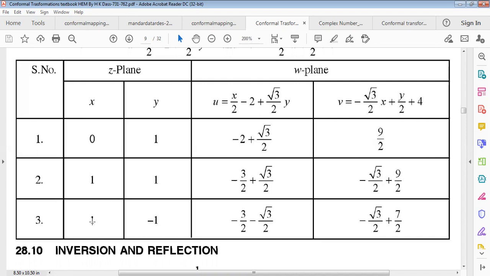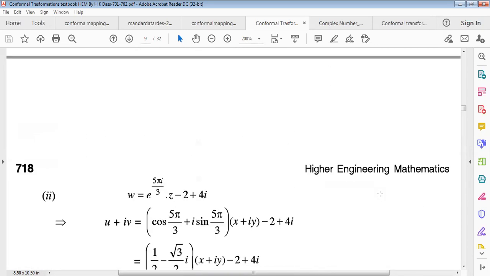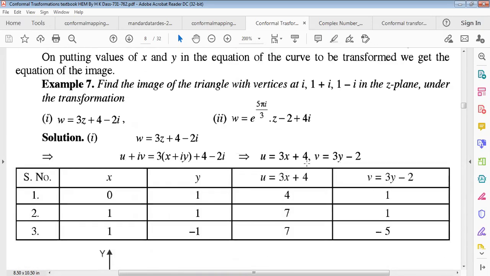And the third point, if x equals 1 and y equals minus 1, then we get u equals what? Minus 3 by 2 minus root 3 by 2. And putting x equals 1, y equals minus 1 in this v, okay, v equals what will be? Minus root 3 divided by 2 plus 7 by 2. Actually, this is the coordinate for the second part. Okay, we found the images of the vertices of the triangle.